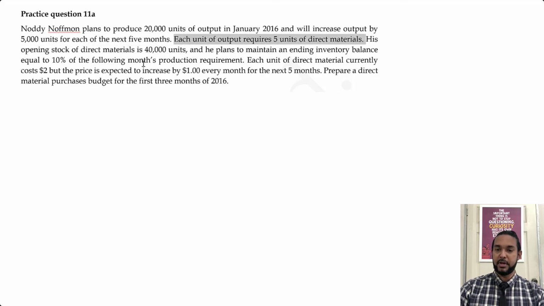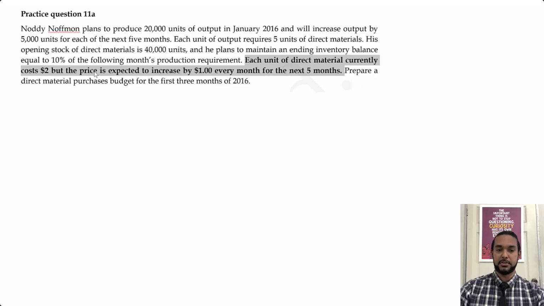Each unit of output requires 5 units of direct materials, and opening stock of direct materials is 40,000 units. The company plans to maintain an ending inventory balance equal to 10% of the following month's production requirements. Each unit of direct material currently costs $2, but the price is expected to increase by $1 every month for the next 5 months.